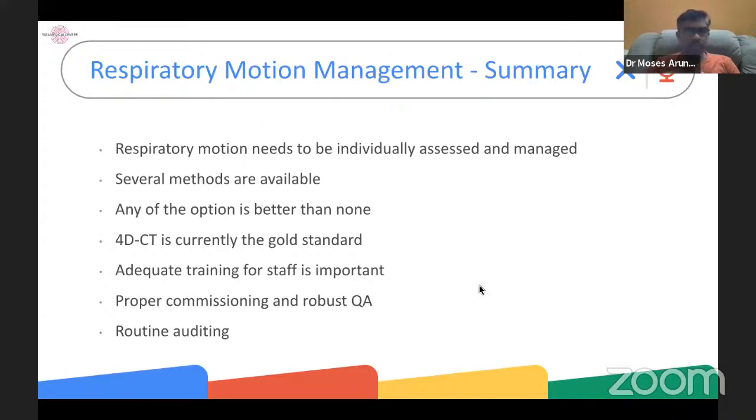So this is a summary of motion management for lung tumors. It needs to be individually assessed and managed. Multiple methods are available. Any of the options is better than none of the options.